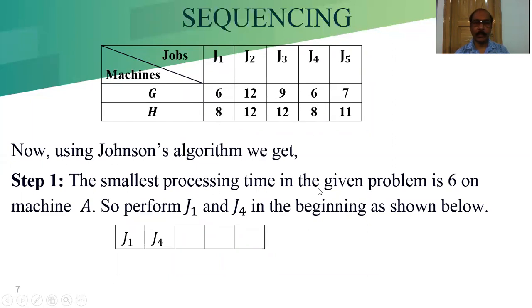The smallest processing time in the given problem is 6 on machine A, and it is for job J1, J4 in the beginning as shown below. So we can take J1 first, then J4. Then what are the left? J2, J3 and J5. So after removing J1 and J4, we will get the reduced time schedule.